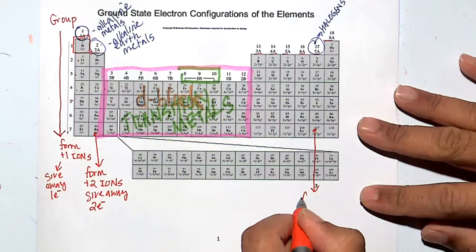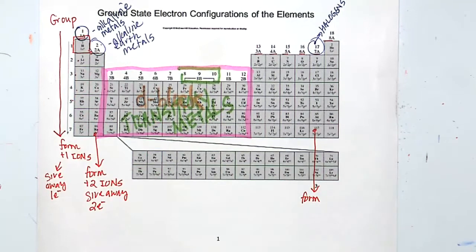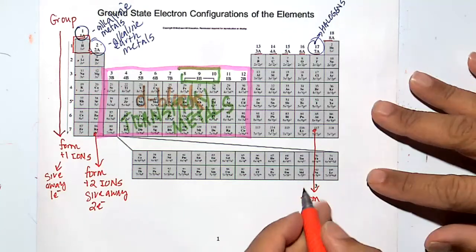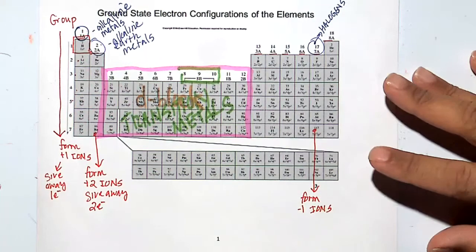Which means, as an ion, I'm not talking about by itself. An element is just neutral. But let's say I want to form an ion and I happen to be a halogen. Well, for me, the best scenario would be to form a minus 1 ion. And that's what the group 7A elements do.